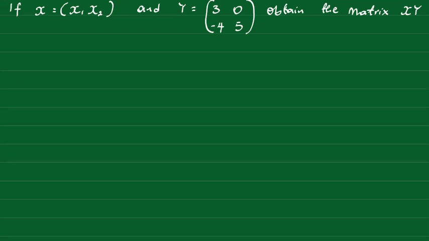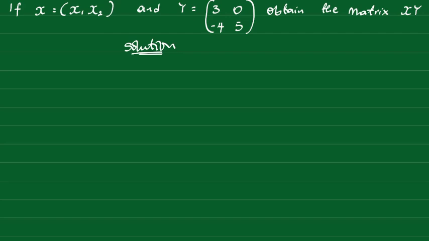All right, good day. So I have this question from PCE 2000, question 23, where we are asked: if x is equal to (x1, x2) and y is equal to (3, 0, -4, 5), obtain the matrix xy. Quickly, we write solution, and we are asked to find xy, that is, multiply x by y.